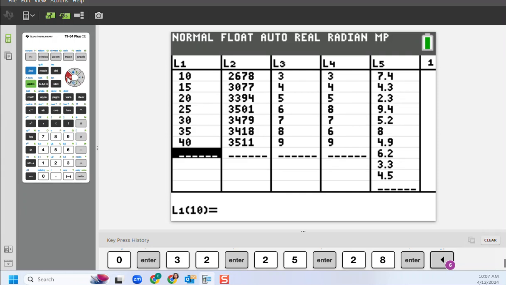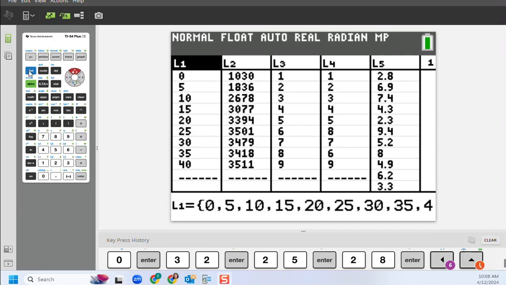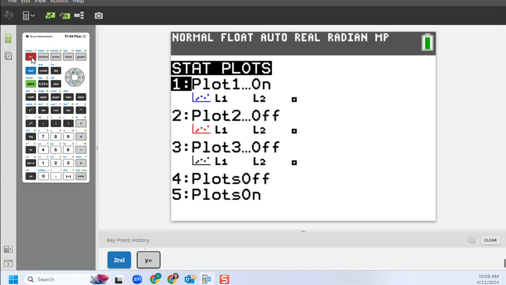All right, so to do the scatter plot, make sure that your stat plot is on. To make sure your stat plot's on, you do second and y equals, and then press enter and turn this on if it's not on. And then you're gonna do zoom stat.